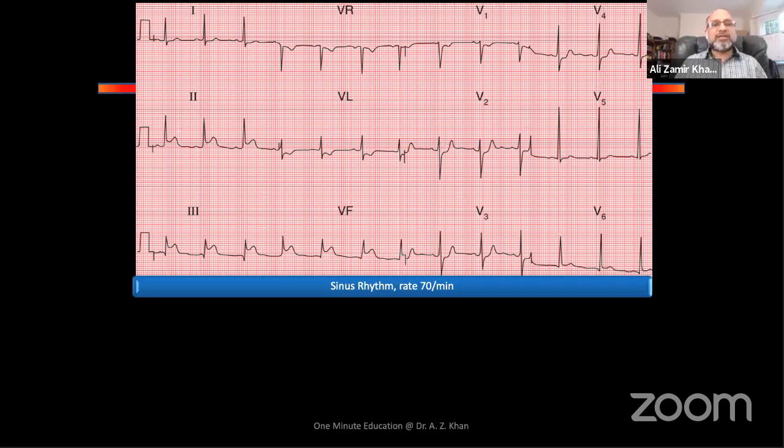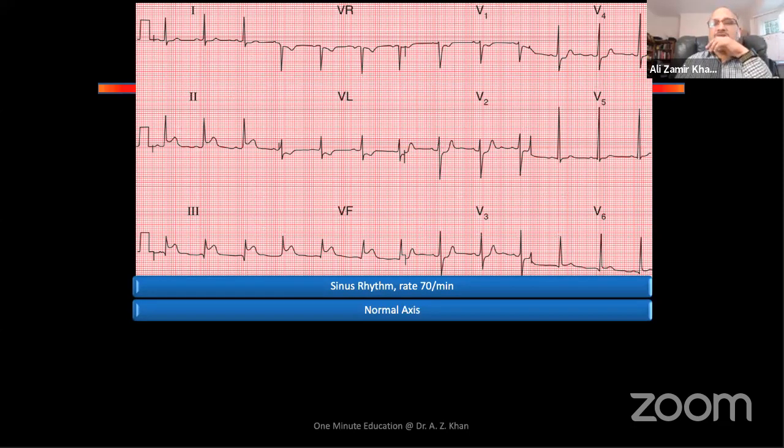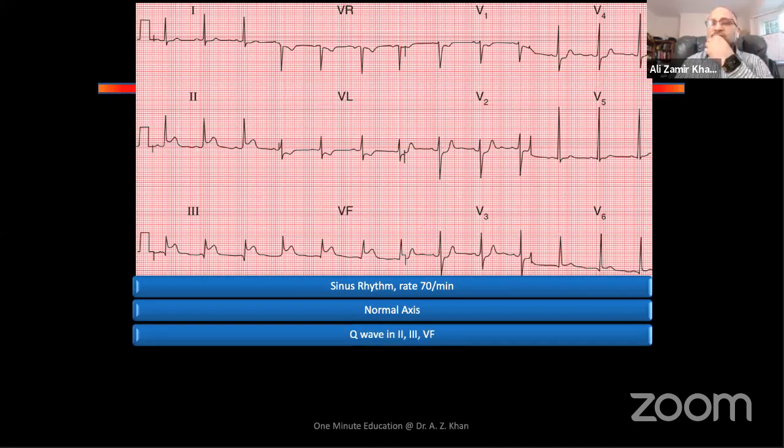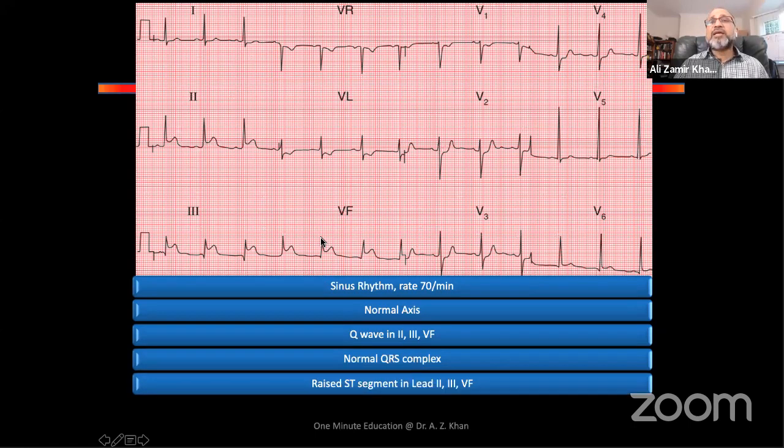Okay. So look at this one. This one is sinus rhythm. The rate is 70. Axis is normal. There is Q wave in lead 2, 3, and aVF, yeah? Q wave formed, where is my marker? So Q wave formed in lead 2, 3, and aVF, yeah? Something is going on there. QRS complex looks normal, but the ST is elevated in lead 2, 3, and aVF.